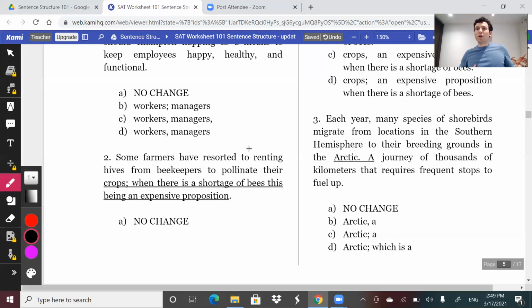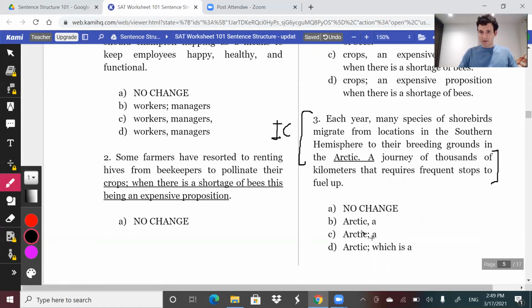So we have: each year, many species of shorebirds migrate from locations in the southern hemisphere to their breeding grounds in the Arctic. So that is definitely an independent clause. And we know we're being tested on independent clauses because we have a full stop, we have 2 semicolons. So let's see the second half of this. A journey of thousands of kilometers that requires frequent stops to fuel up. So this is what's called an appositive. It's just a phrase. So we do not have 2 independent clauses. Knowing that, this problem becomes actually really easy.